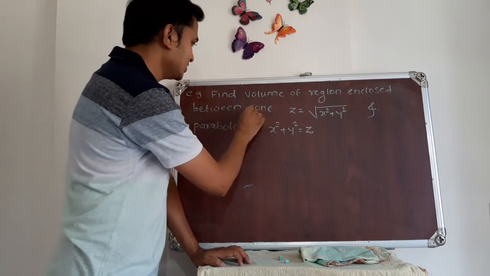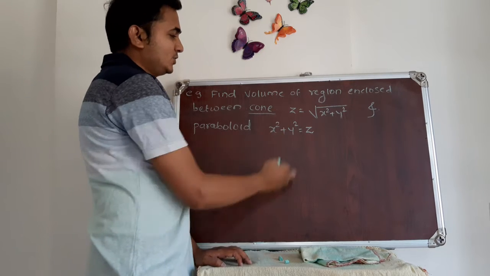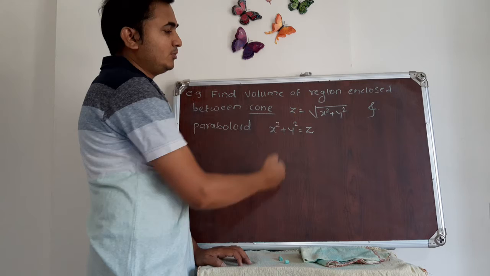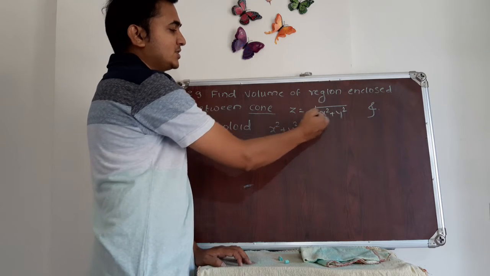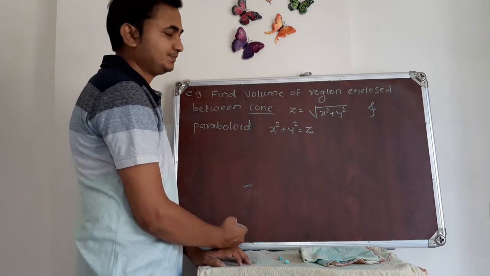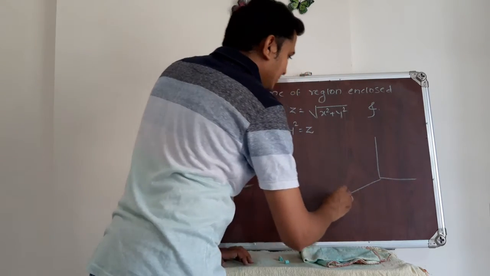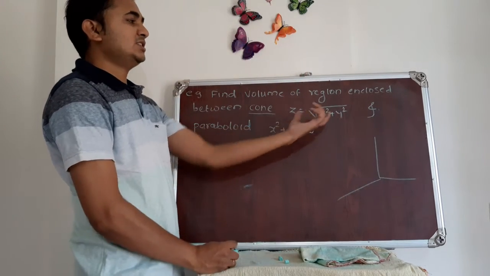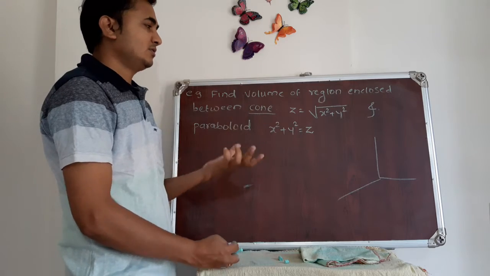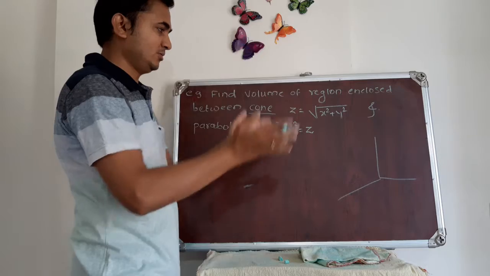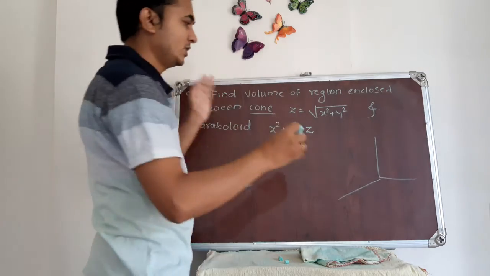As I mentioned, this is a cone. How do you determine that? If you square on both sides, you get x square plus y square equal to z square. That means these are circles of radius z, so it will be something like a cone.